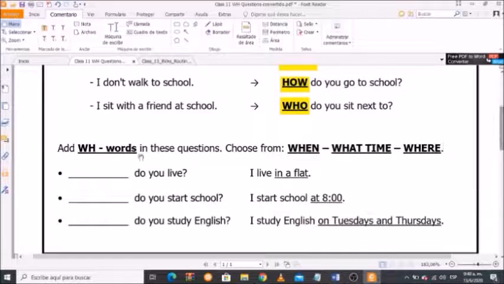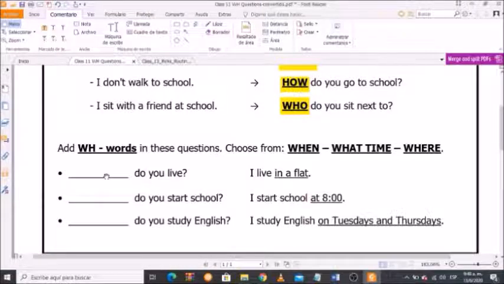It says, add WH words in these questions. Choose from when, what time, or where. Entonces, tenemos que completar estas preguntas usando alguna de estas WH words. And we have to pay attention to the answer and to the parts that is underlined. Es decir, para saber qué WH words elegir, tenemos que prestar atención a la respuesta y en especial a la parte que está subrayada, que es lo que nos va a decir qué tipo de información estamos buscando.